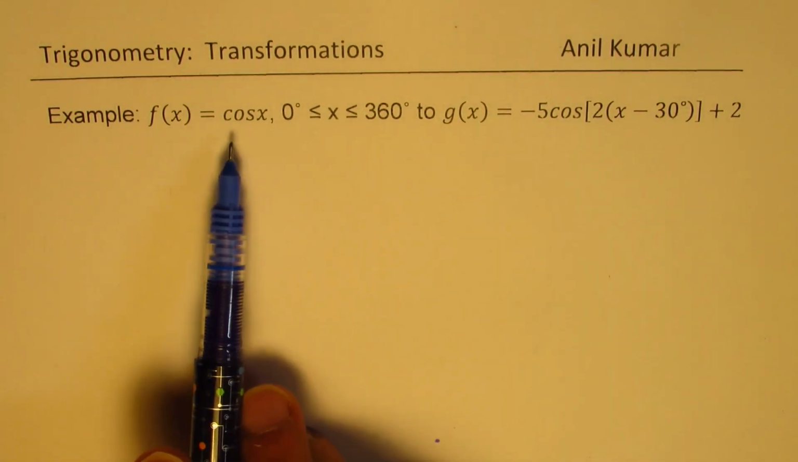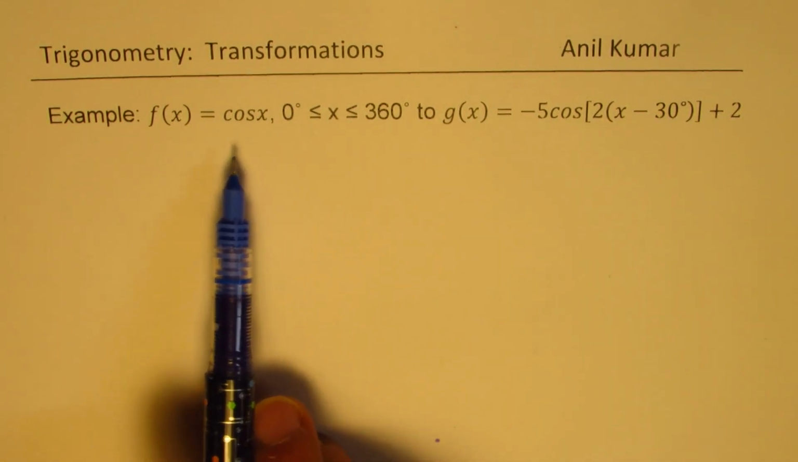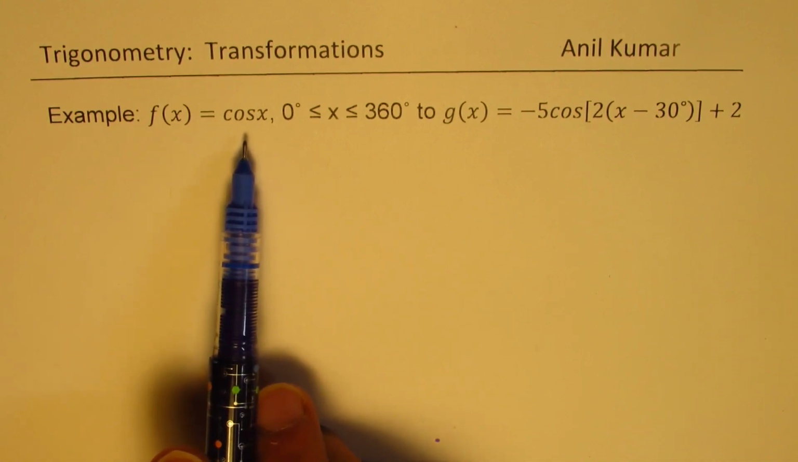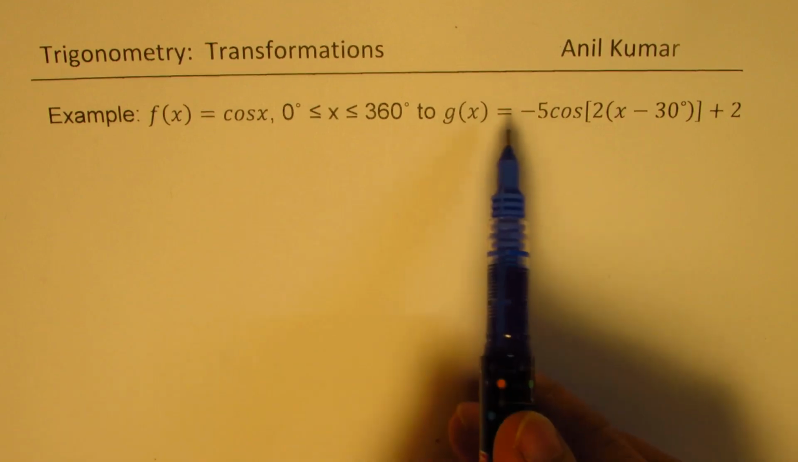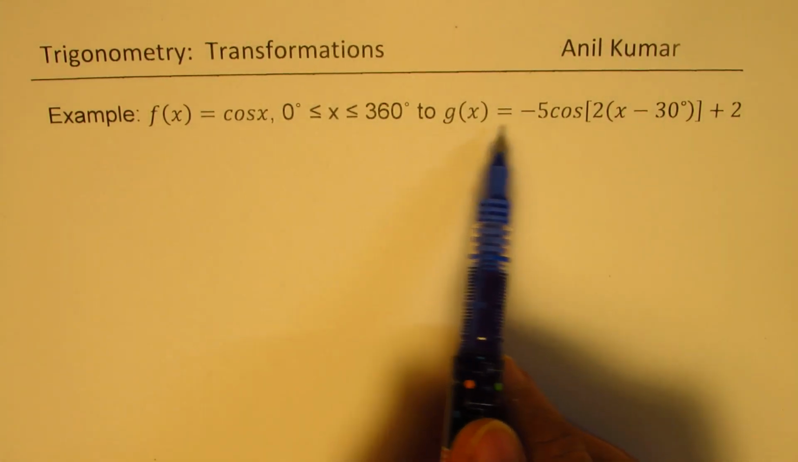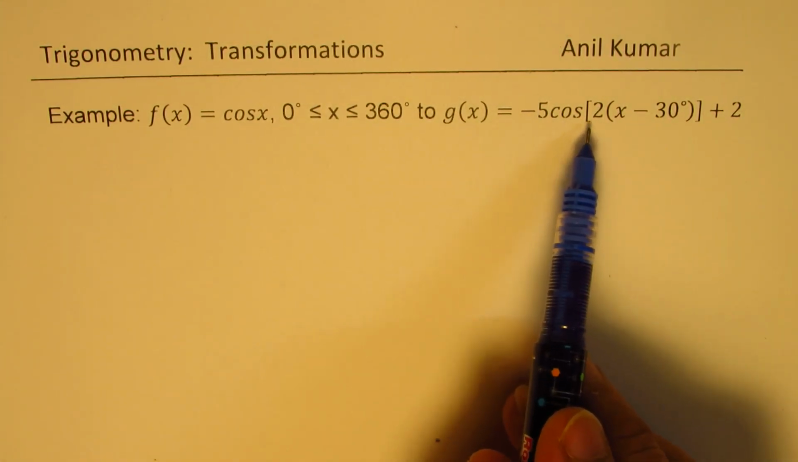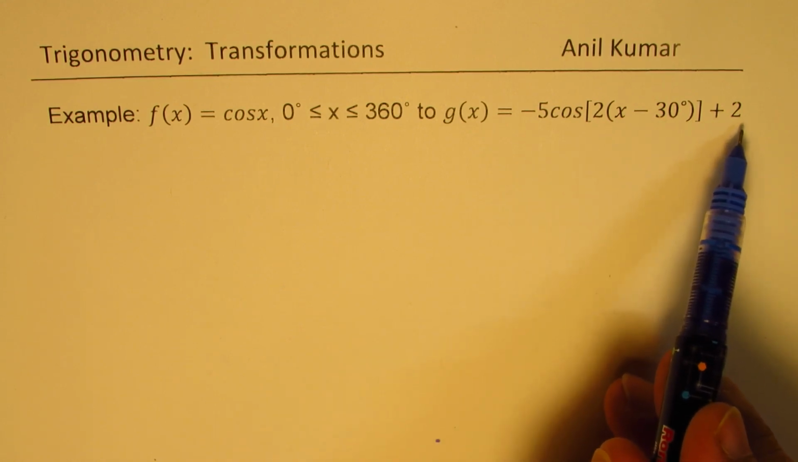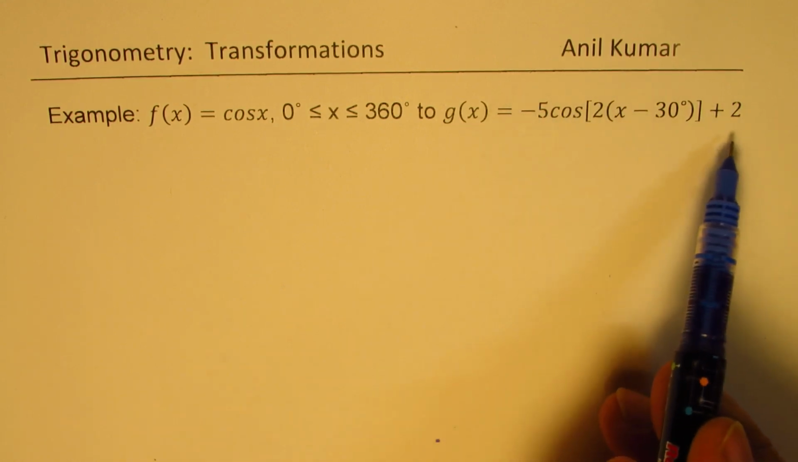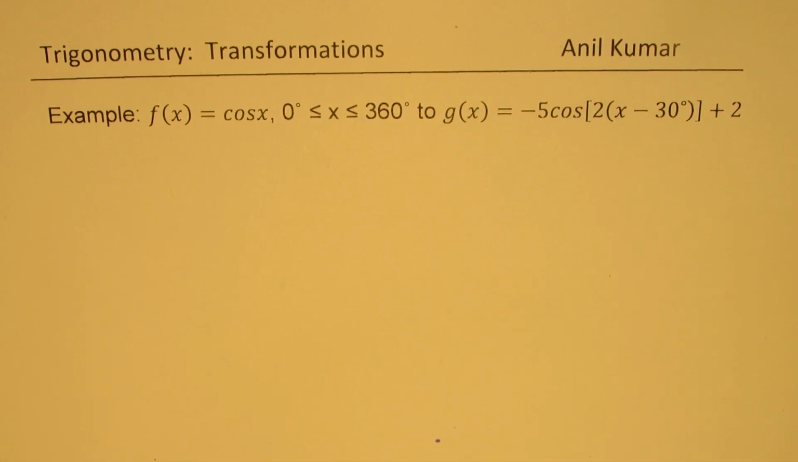Now let's take an example to end this video. I've taken an example of a cosine function. So if the function is cos x and we are working for one cycle between 0 and 360 degrees, we are given the function g of x, which is minus 5 cos(2x minus 30) plus 2. How will the transformations take place? Let's try to understand this.